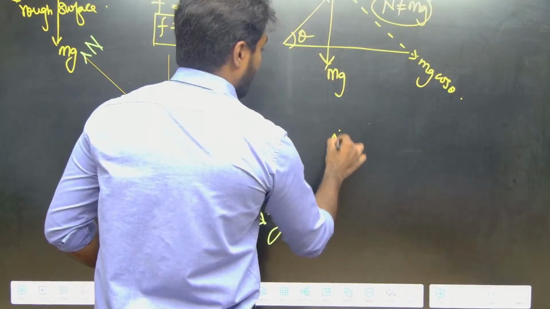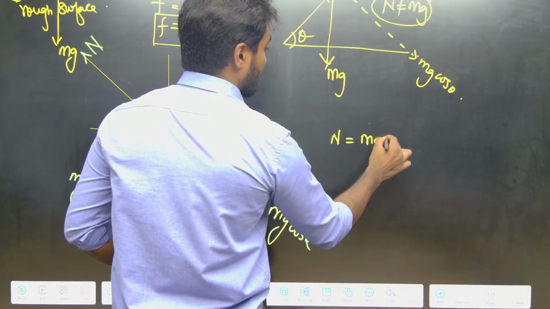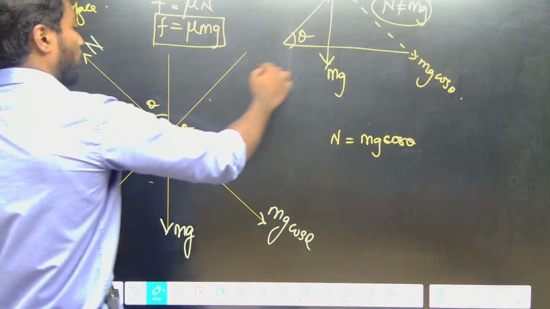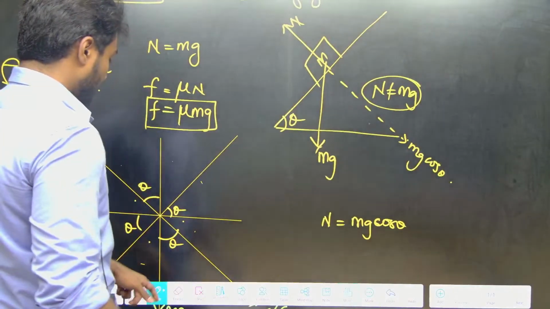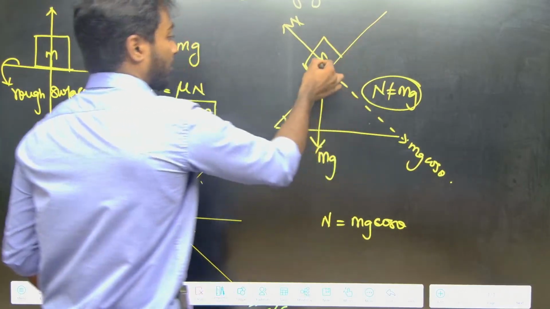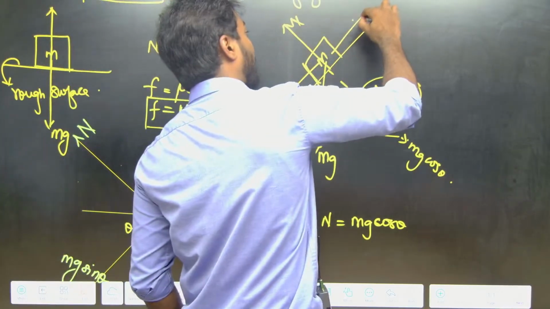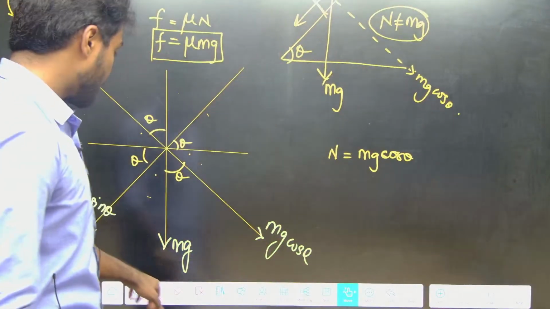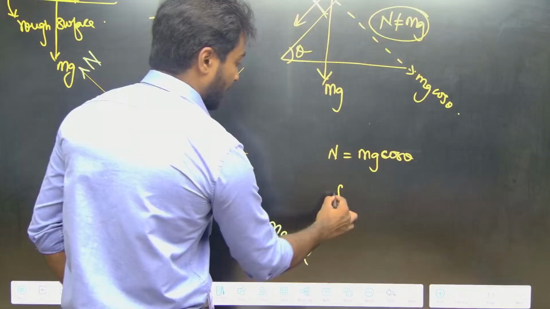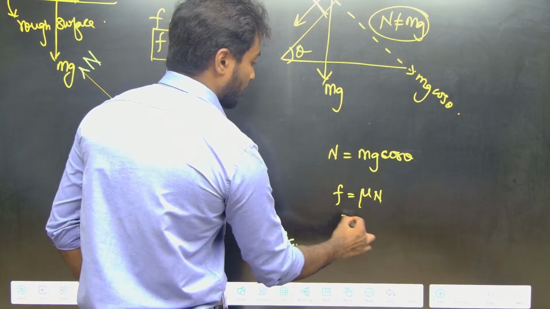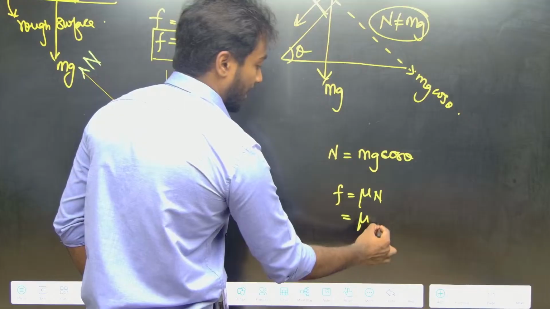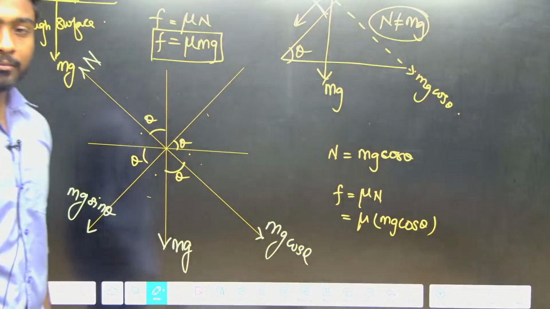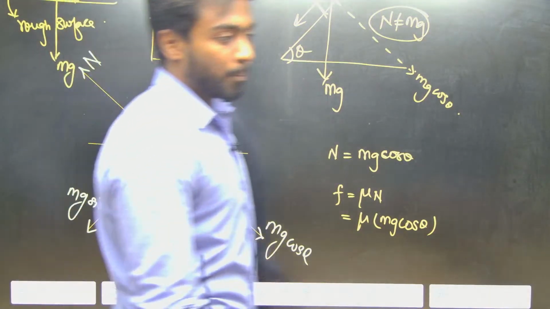As I said, normal is equal to mg cos theta. Friction is acting in which direction? If the object is coming down, friction will be in the opposite direction. I will talk only about friction here. So friction is equal to mu into N, where mu I will write as it is, and N is nothing but mg cos theta. I hope it's clear, right?